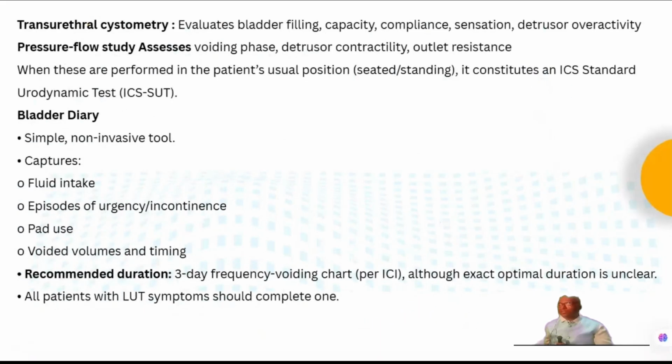Next is transurethral cystometry. This will evaluate bladder filling, capacity of the bladder, compliance, sensation, and detrusor overactivity. Then there is the pressure flow study. This will assess the voiding phase, detrusor contractility, and outlet resistance. So these are the components of urodynamic testing.